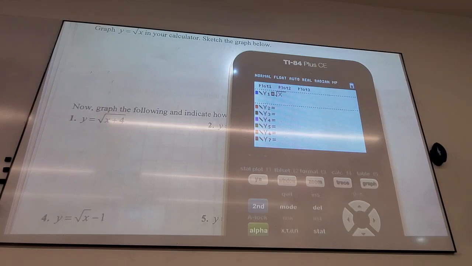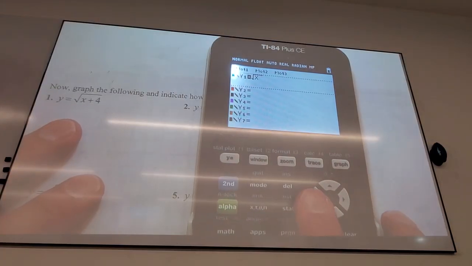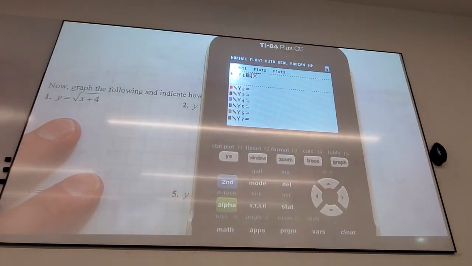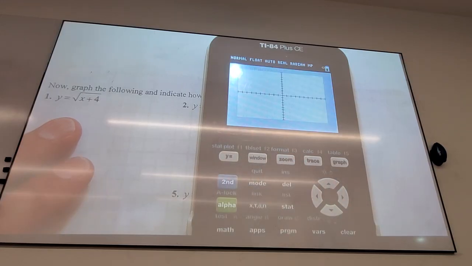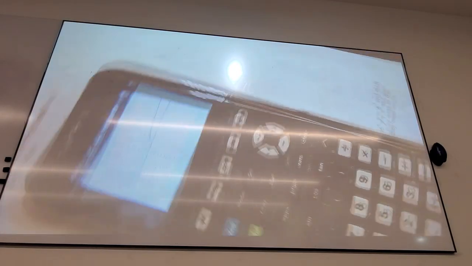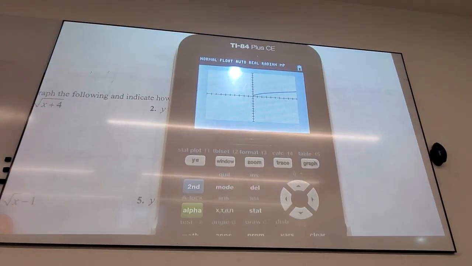Now everybody do this because your windows might be all trippy. Does anyone remember what button I push to get my window back to normal? Zoom, yeah, zoom 6. So then everybody should have this. So that is a parabola that fell over and lost its bottom half.